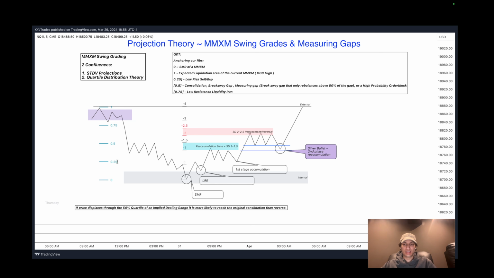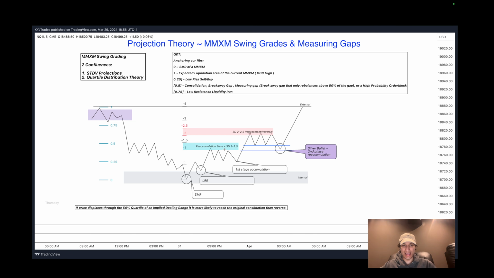Now, in between the 0.25 and the 50% mark or the equilibrium, what we can expect to see is one of several things. Either a consolidation in the market, a breakaway gap or measuring gap, or a high probability order block. Often there's a combination of several of these things. So let's quickly touch on what a breakaway gap is. For the purpose of this lecture, we will refer to a breakaway gap as an imbalance that rebalances only a shallow portion of that gap.